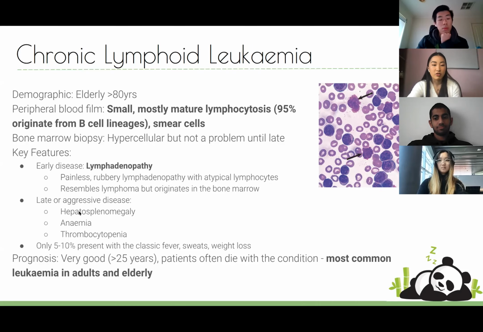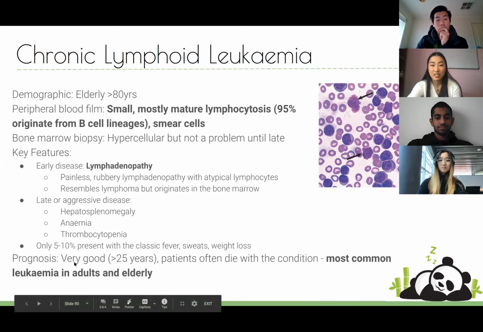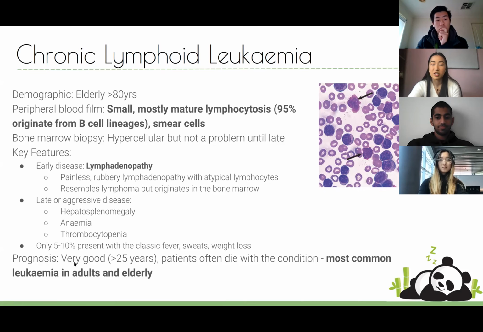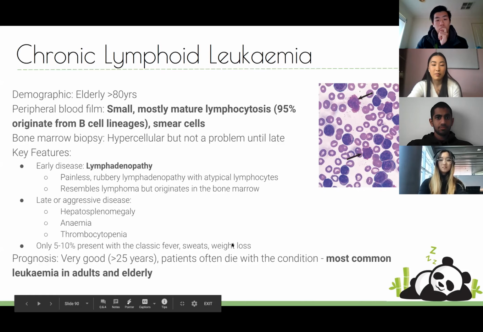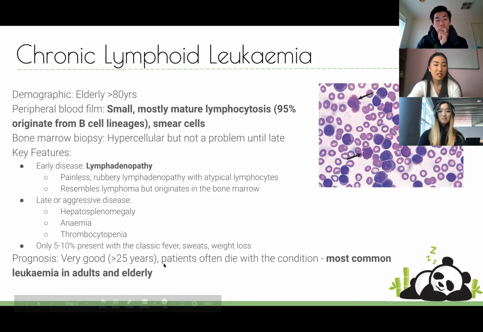And then in later or aggressive disease, you get all the other sorts of signs as well. But the idea is that genuinely this doesn't tend to present with major clinical symptoms. Very few have the B symptoms. So it's usually just an incidental finding, doesn't really require treatment, and they won't really die from it, typically speaking.